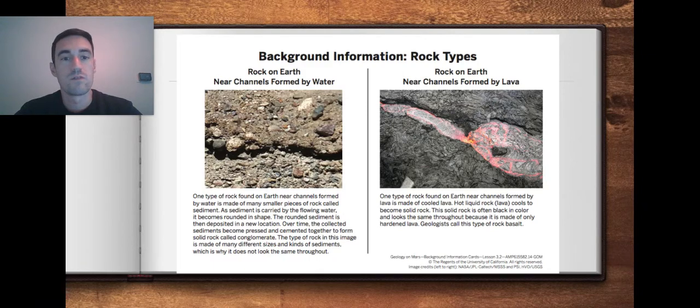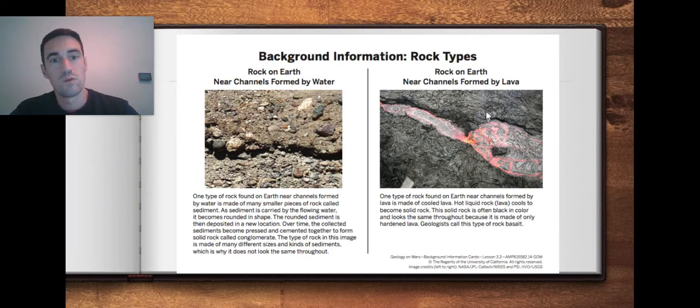And then when we talk about rocks on Earth near channels formed by lava, one type of rock found on Earth near channels formed by lava is made of cooled lava. Hot liquid rock, or lava, cools to become solid rock. This solid rock is often black in color and looks the same throughout because it is made of only one hardened lava. Geologists call this type of rock basalt. So there is some background information.